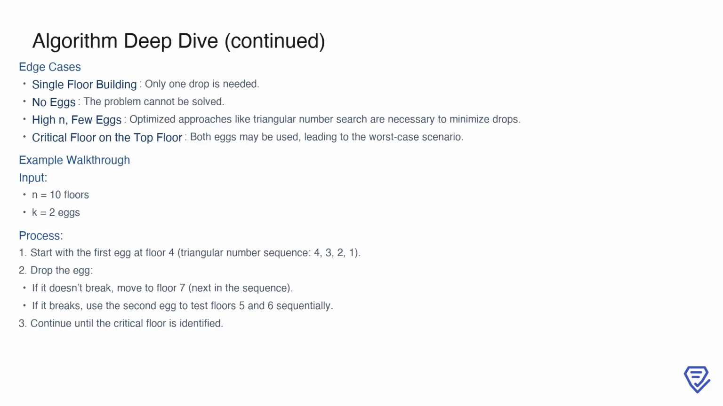Another challenging case arises when the critical floor is located at the very top of the building. In this situation, both eggs may need to be used, leading to the worst-case scenario in terms of drops. To illustrate how the triangular number search works, consider a building with 10 floors and 2 eggs. You start by dropping the first egg from floor 4, following the triangular number sequence of 4, 3, 2, 1. If the egg doesn't break, you proceed to floor 7. If it does break, you use the second egg to test floors 5 and 6 sequentially. This process continues until the critical floor is identified.